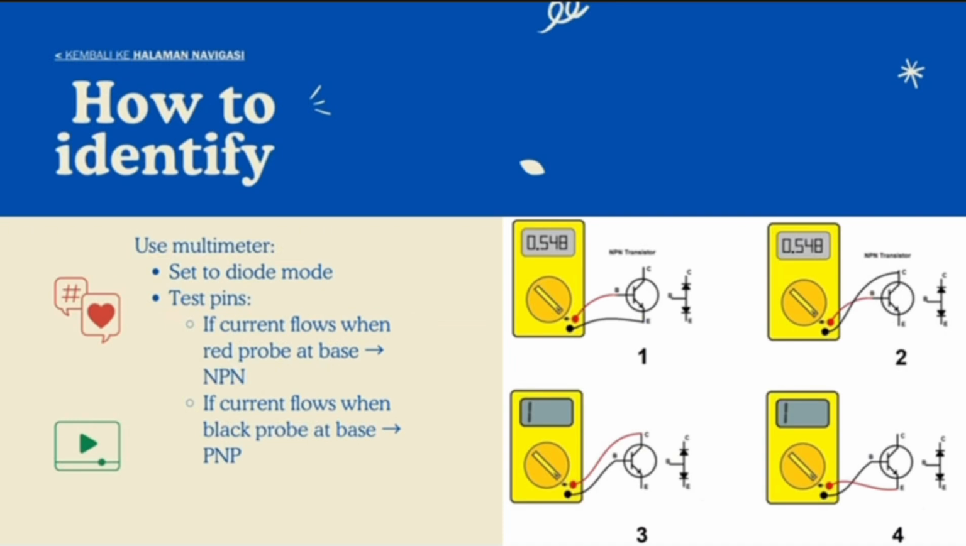In summary, bipolar junction transistors are made from semiconductor materials like silicon and germanium. They are also mainly classified into two types, which are NPN and PNP, each with different current flow characteristics.